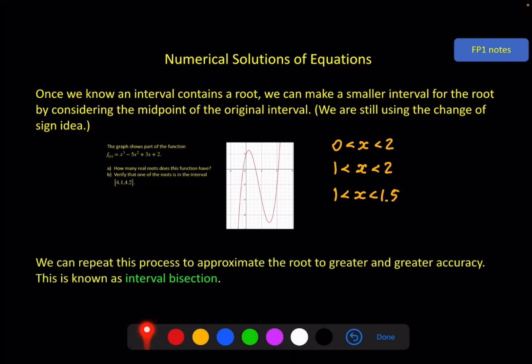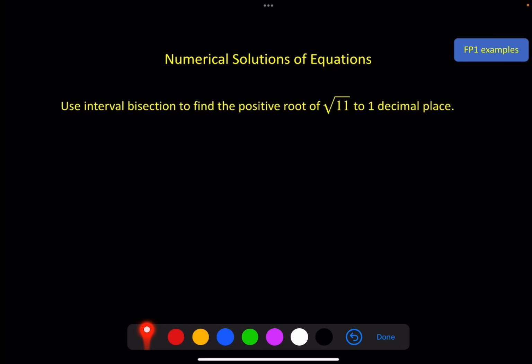The idea is fairly straightforward, but there are a lot of numbers involved, so many people, and I think the textbook as well, suggest that you use a table to keep all of your numbers in their right places. So we've got an example here. Use interval bisection to find the positive root of square root of 11 to 1 decimal place. Now for a question like this, it hasn't actually given us a function. So first of all, let's say x is equal to the square root of 11, therefore x squared is equal to 11, therefore x squared minus 11 equals 0, so let's call this our function.